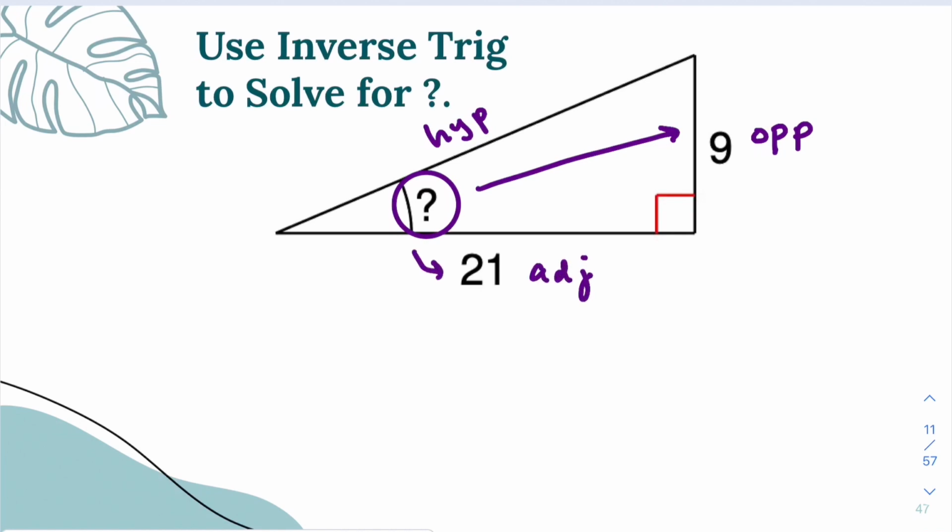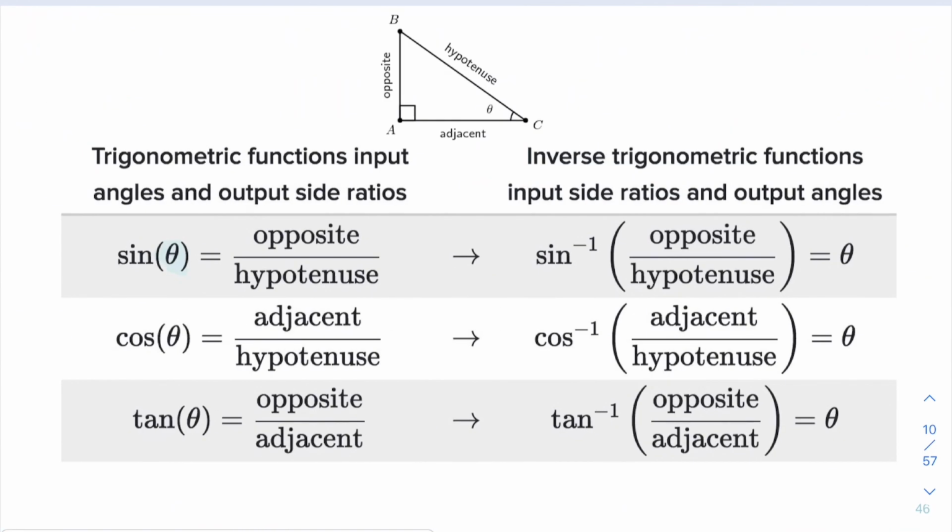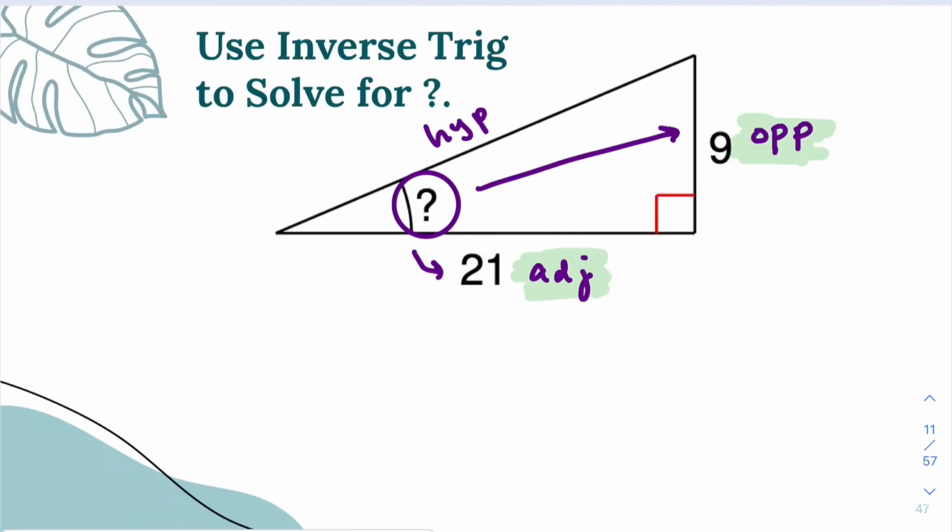So now I'm looking for the trig function that has adjacent and opposite in it, right? I don't have my hypotenuse, so I can't use an unknown to solve for another unknown, right? So I look for the trig function that has opposite and adjacent, and that is tangent inverse. So this will just go right into my calculator. Tangent inverse of opposite over adjacent equals question mark. Okay, so I'll just type that in.